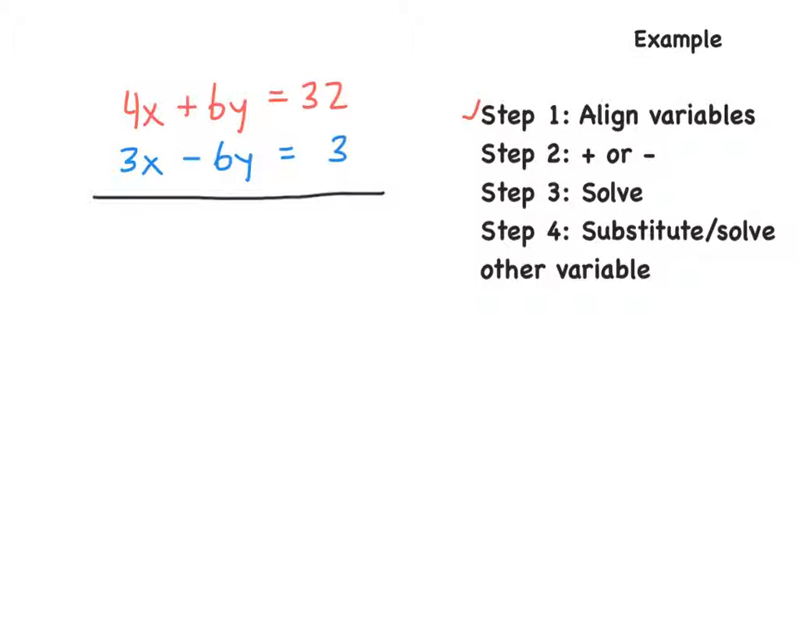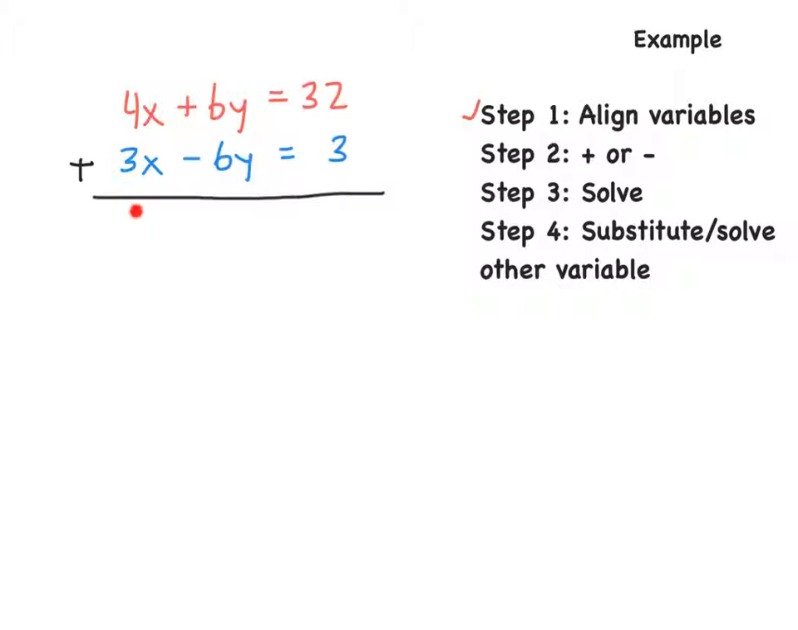Done. Step 2, we're either going to add these or we're going to subtract them. With this, I'm going to tell you whenever, see how we have 6y and we have negative 6y. Any time that these are different operations, then you are going to add. If they are different, you are going to add. So let's add these together.